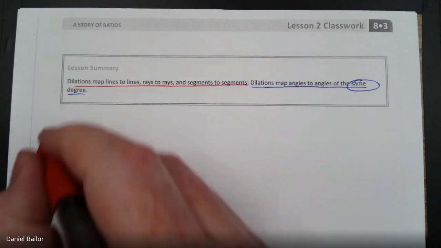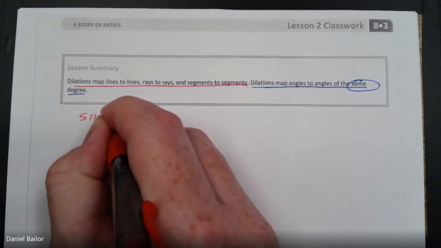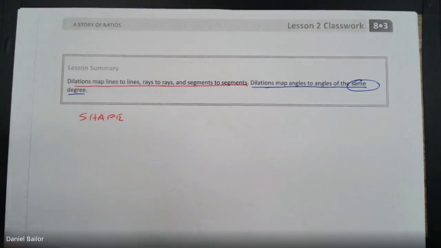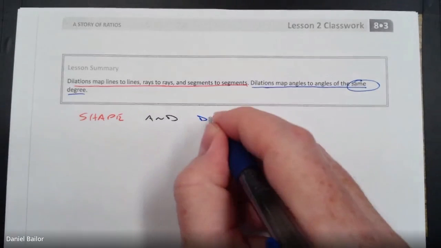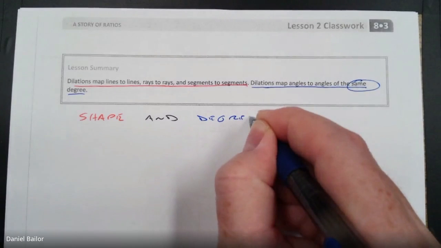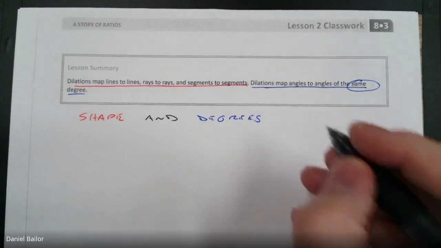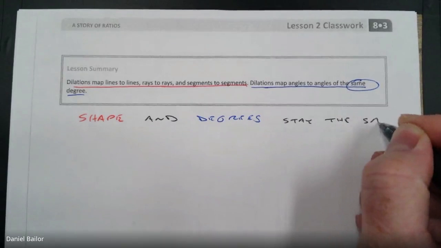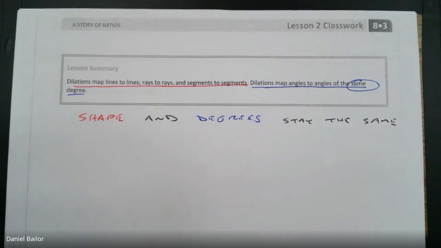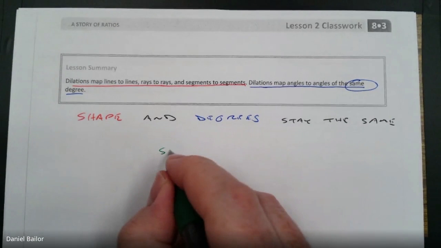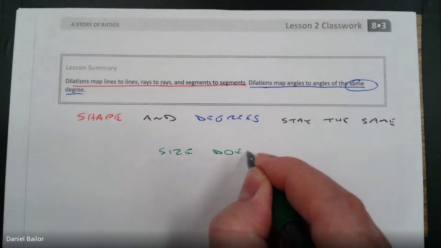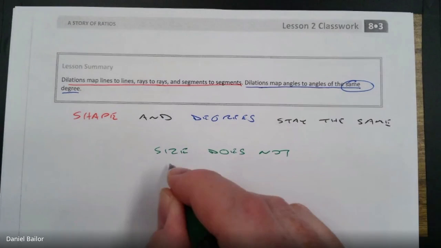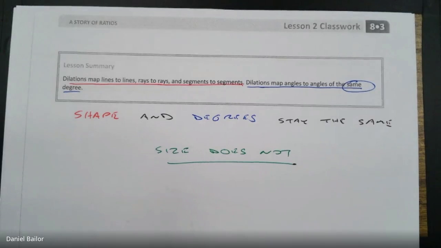We can summarize: shape and degrees stay the same. But obviously, you should also remember size does not. And that's the lesson for today.